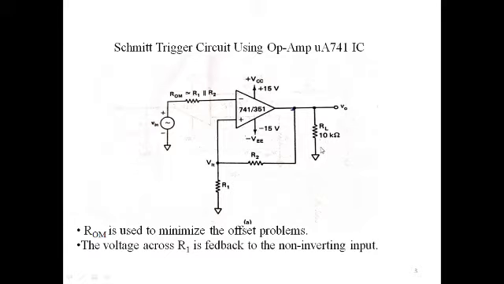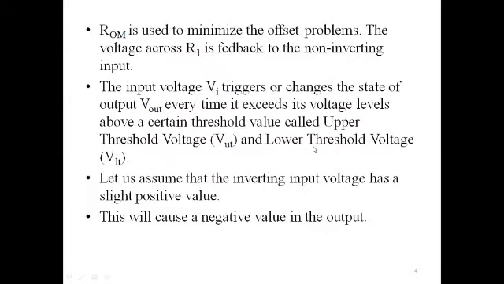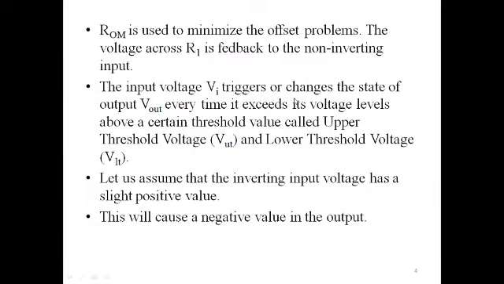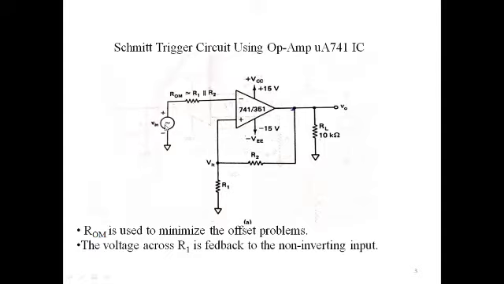So here in our Schmitt trigger, the input voltage Vi triggers or changes the state of the output voltage V0 every time it exceeds a certain voltage level called the upper threshold voltage VUT or the lower threshold voltage VLT, as will be shown in the figures afterwards.